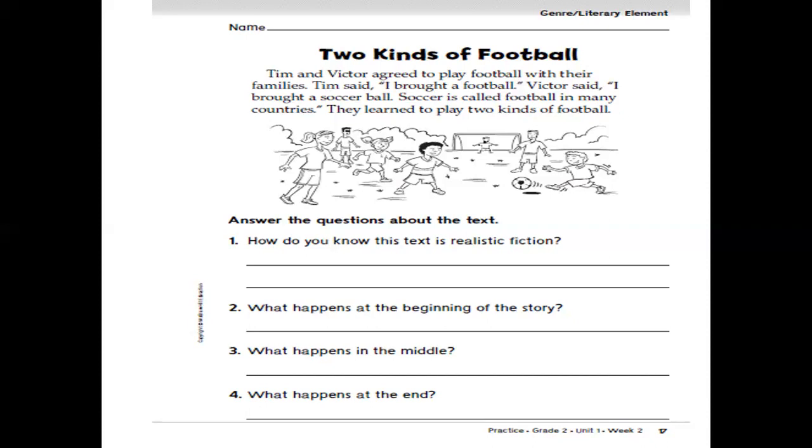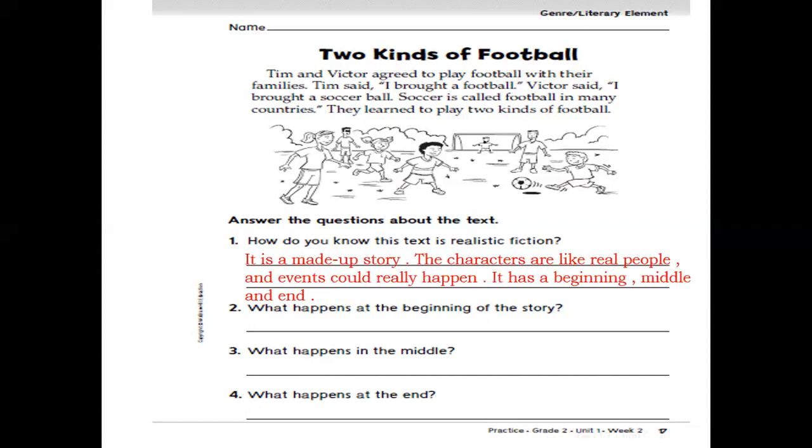What happened in the middle of the story? Tim brought a football, Victor brought a soccer ball. What happened at the end? They play two kinds of football. So let's answer them again. How did you know this text is realistic fiction? It's a made-up story. The characters are like real people and events could really happen in real life. It has a beginning, middle, and end.